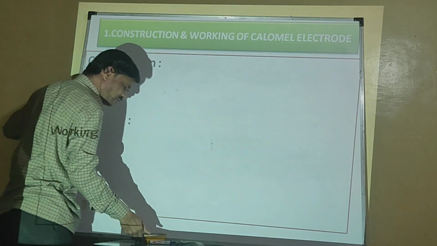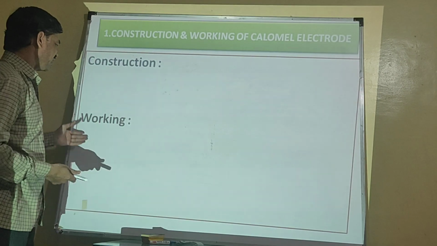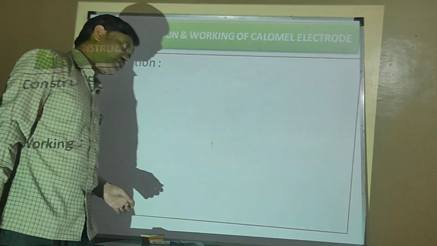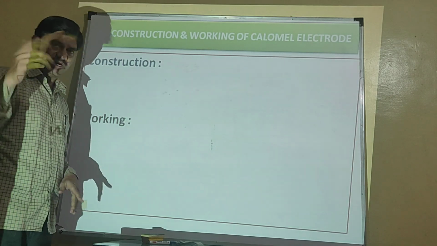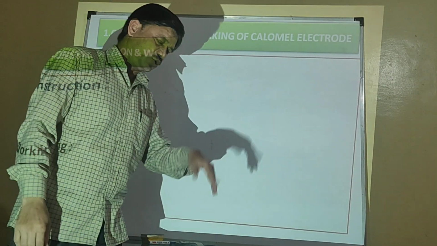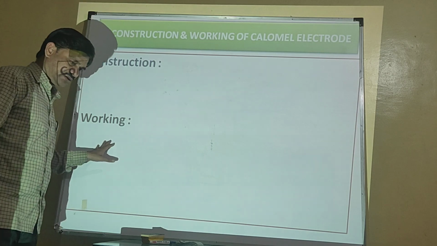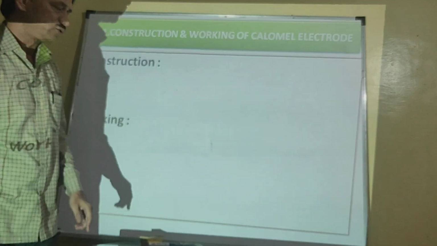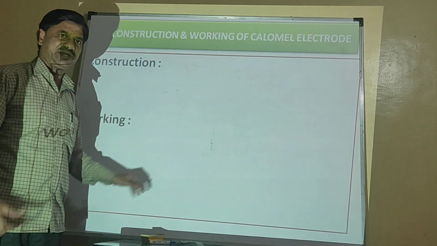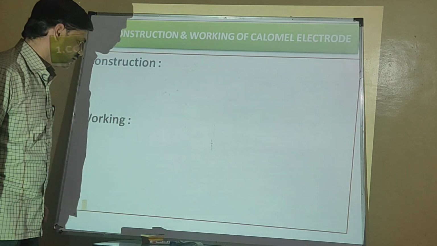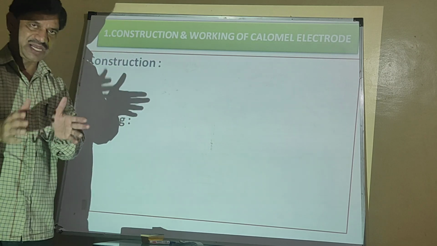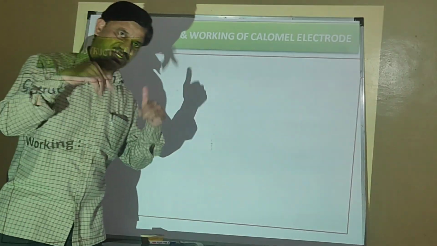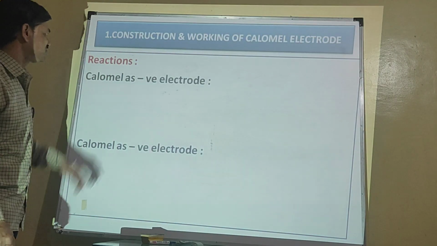Remember, when calomel acts as negative electrode, what happens? Mercury atom gets oxidized to the corresponding ion which combines with chloride ion to form mercurous chloride when it acts as negative electrode. But when it acts as positive electrode, all these reactions at the negative electrode get exactly reversed. So remember, when calomel acts as negative, oxidation. When calomel acts as positive, there is reduction. Let us start with the reaction part.